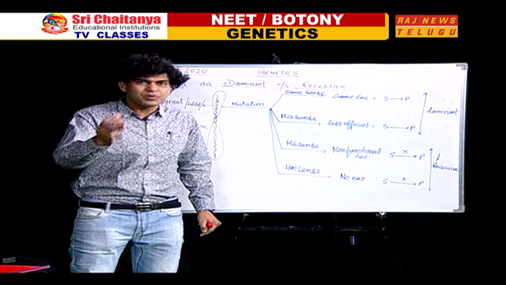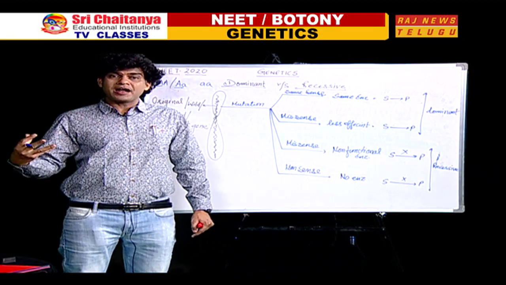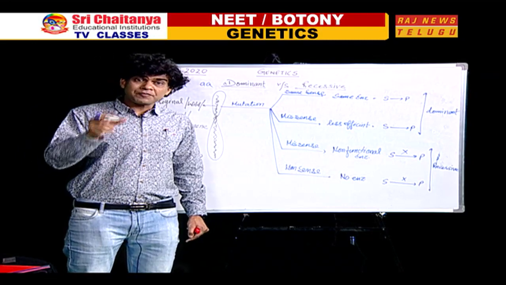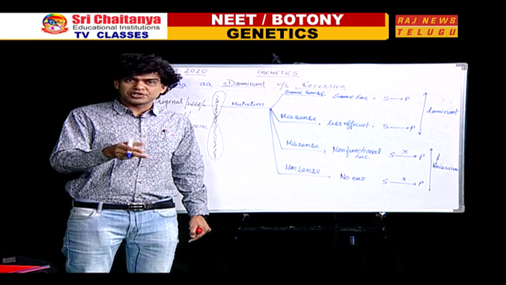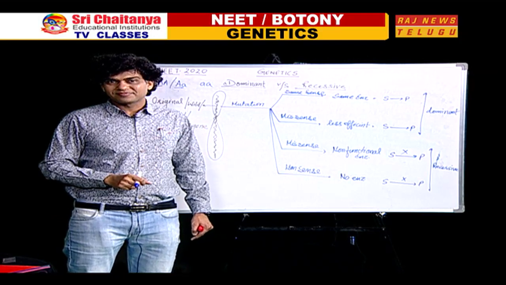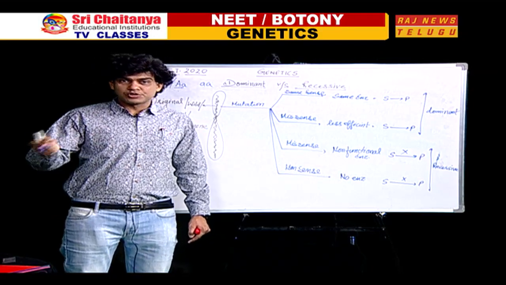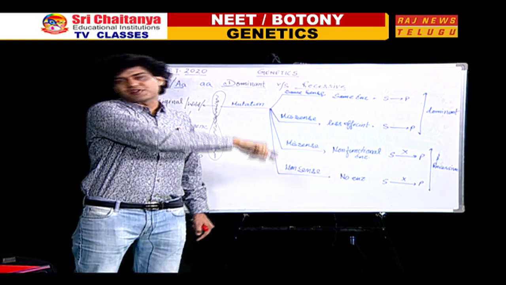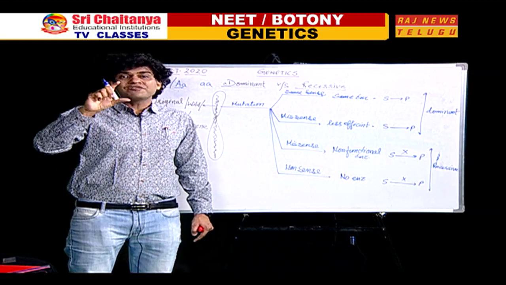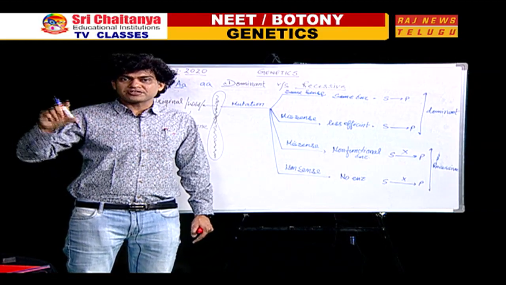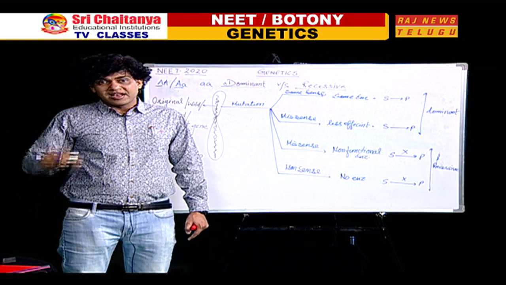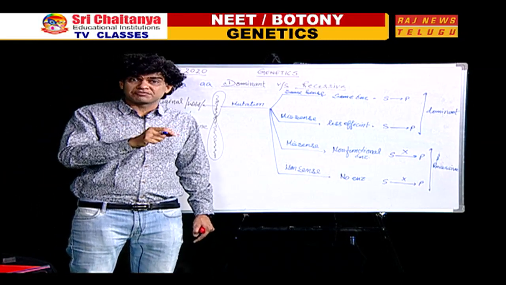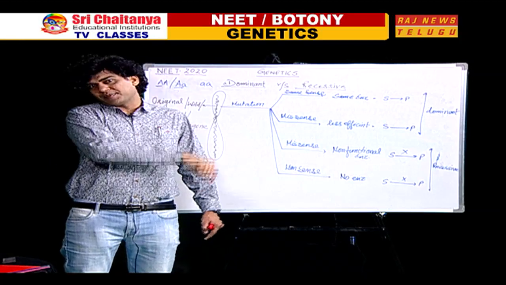I can say in simple words, a tall plant is tall because it is tall, but a dwarf plant is a dwarf because it is not at all. Means tallness is due to the presence of capital T and dwarfness is due to the absence of capital T. Violet flower color is due to the presence of the dominant gene, and white flower color is not because of the presence of a recessive gene, it is because of the lack of the dominant gene.